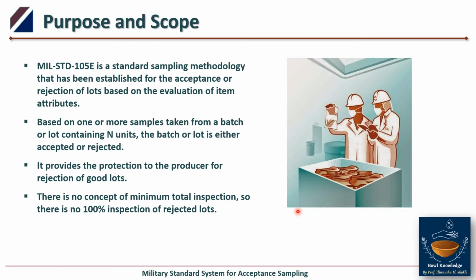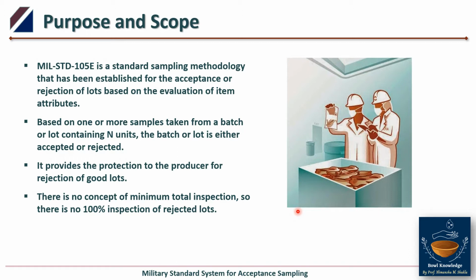So it provides protection to the producer against rejection of good lots. As we know, there are two types of risk. One is producer's risk, which involves the chances of rejection of good lots, and there is consumer's risk, which involves the chances of acceptance of bad lots.